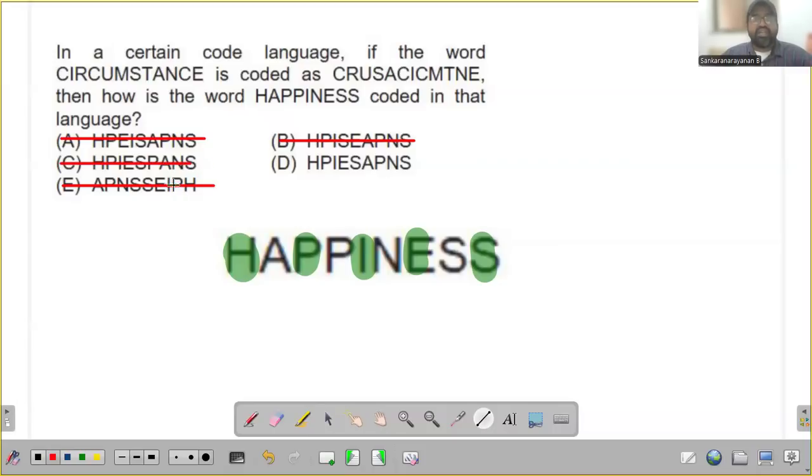Because it doesn't follow that order. APNS. It is written PANS. That won't work. So this can be eliminated. And I am now left with option D. That is going to be my answer choice. Again, I am explaining it to you, that is why it is taking time. But during the examination, you please think faster and get these results.